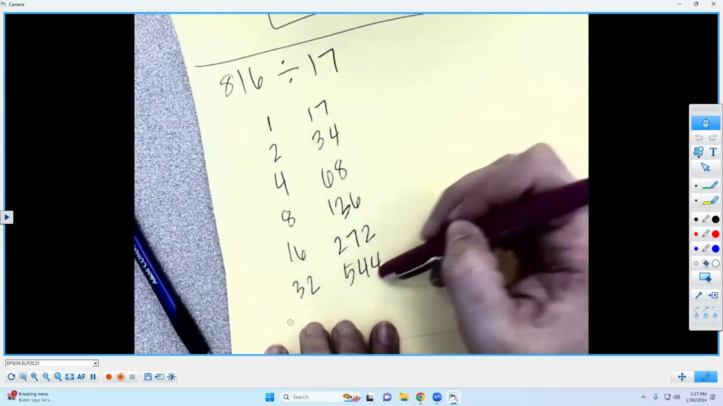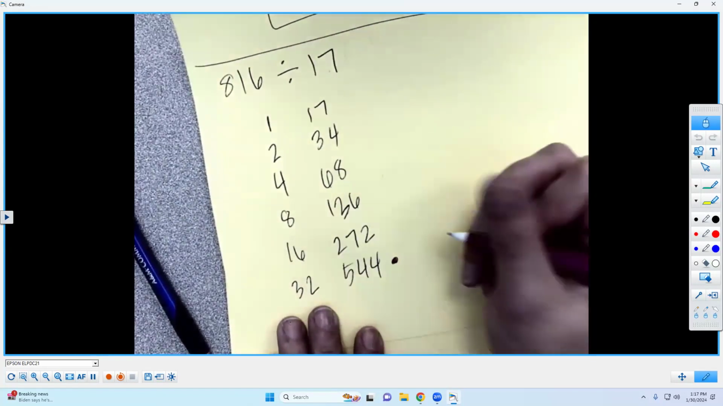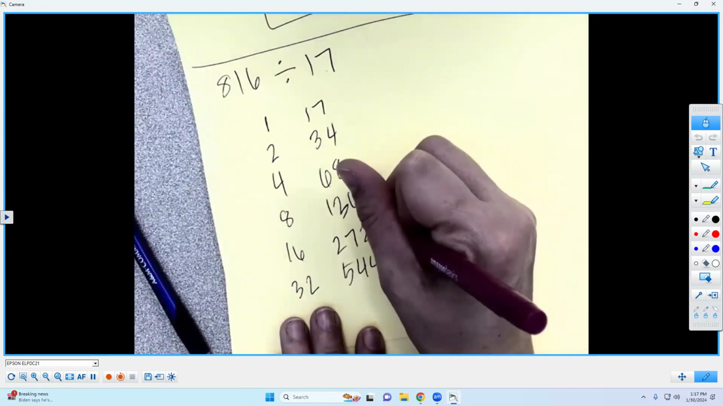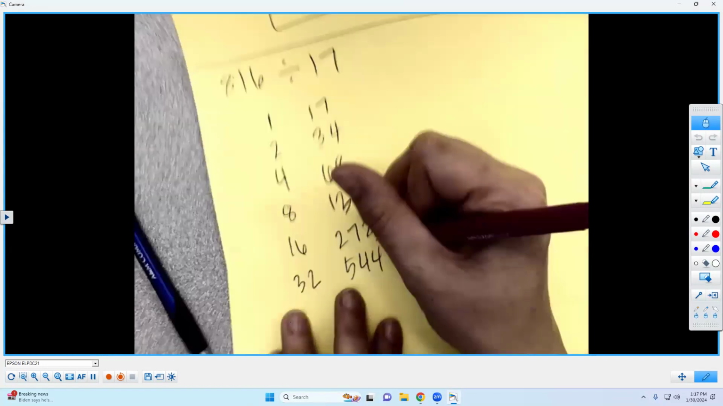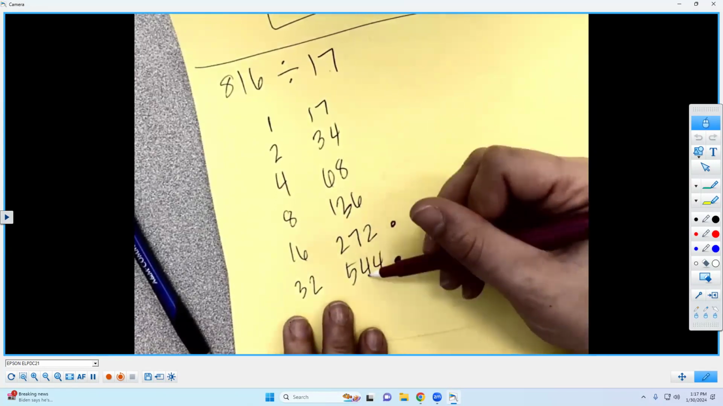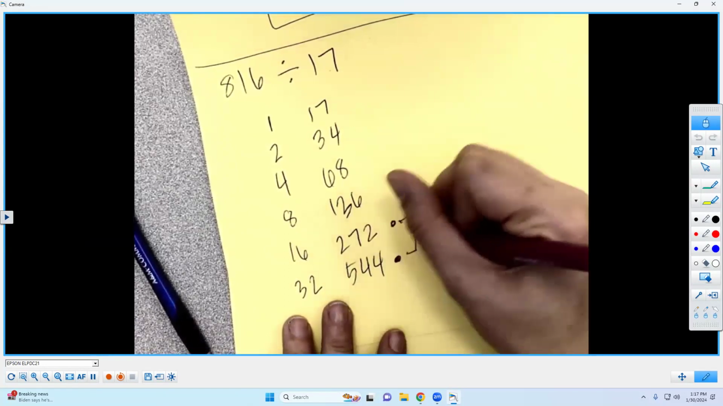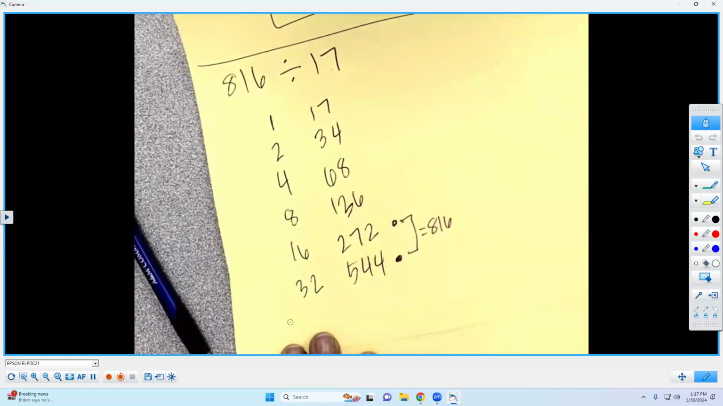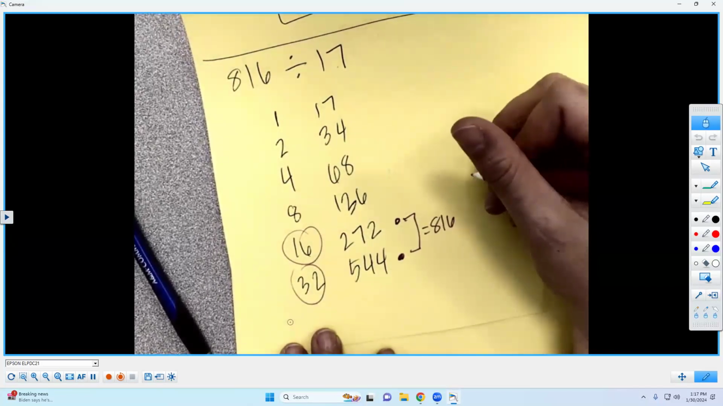And we need some combination over here that adds to be 816. So it'd be 544 plus... is that too big? 544 plus 272? Oh, there you go. 816 exactly. 2 plus 4 is 6, 7 plus 4 is 11, carry the 1, you get 8. So these two add to give you 816. So my answer would be 32 plus 16, which is 48.